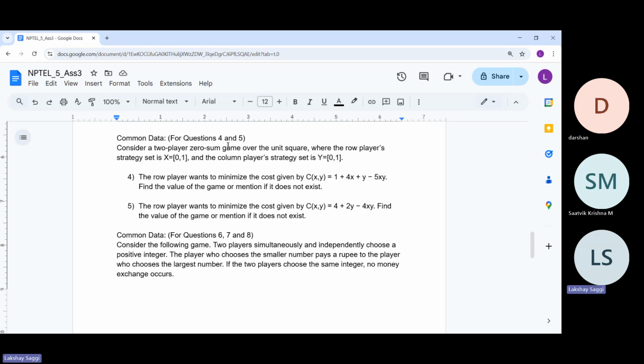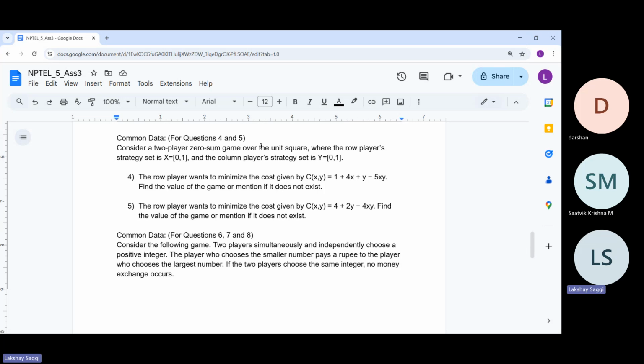So for questions 4 and 5, this is common data. Consider a two-player zero-sum game over the unit square. So we are given the unit square, and we have a two-player zero-sum game. And I hope everyone knows what a unit square means. This just means that the x coordinate can vary from 0 to 1 and the y coordinate can vary from 0 to 1. So it's a square where all the sides have length 1.